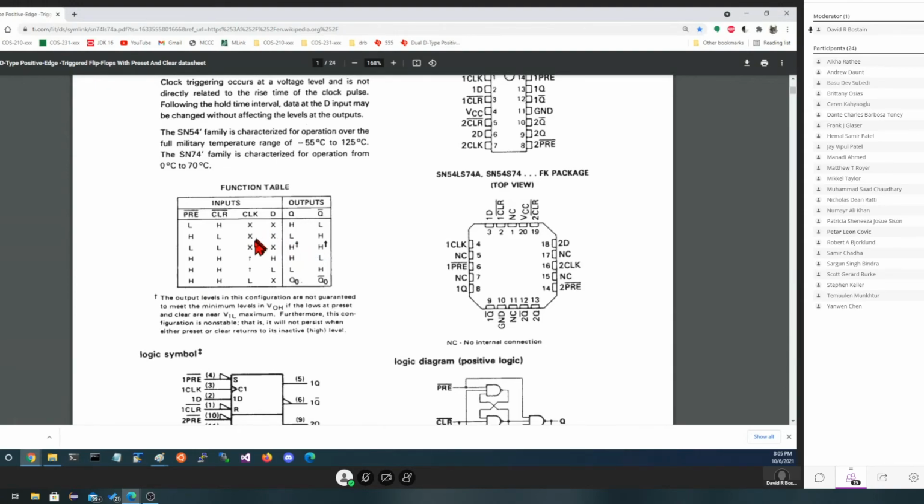Over here is our clock and D. They don't do anything if preset and clear are used. However, on the rising clock, if D is high, Q becomes high, not Q becomes low. On the rising clock, if D is low, D passes through. If the clock is low, then it doesn't matter what D is, it stays the same. Q sub 0 means what I was, and not Q remains the inverse of that.